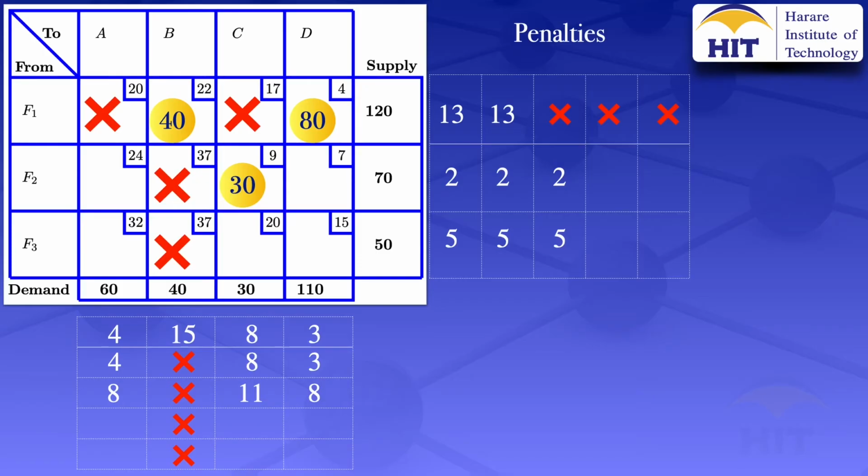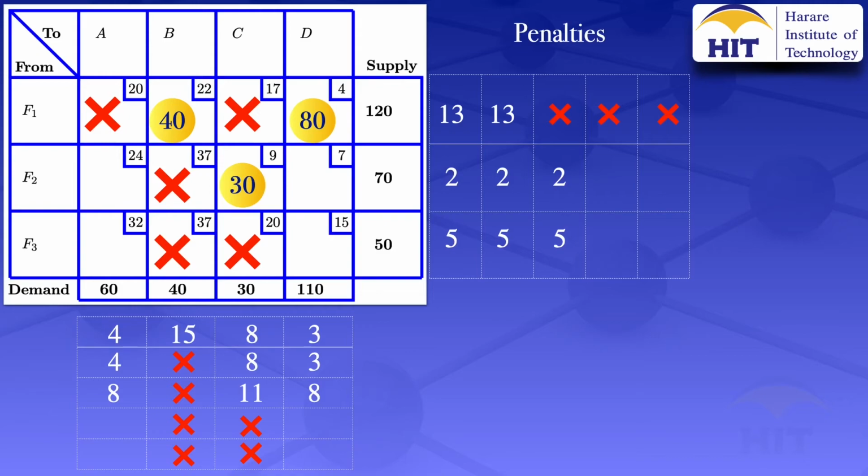But when we have allocated that 30 there, that means we have already reached the demand for column C. So we can no longer allocate anything more in column C. So I'll cross out this part here, indicating that we can no longer allocate anything there, because we have already met the demand of 30. When we can no longer allocate, we cross out again for the penalties, indicating that we will no longer be calculating the penalties. So I'll cross out here and I'll cross out here, indicating that we are no longer calculating penalties there.